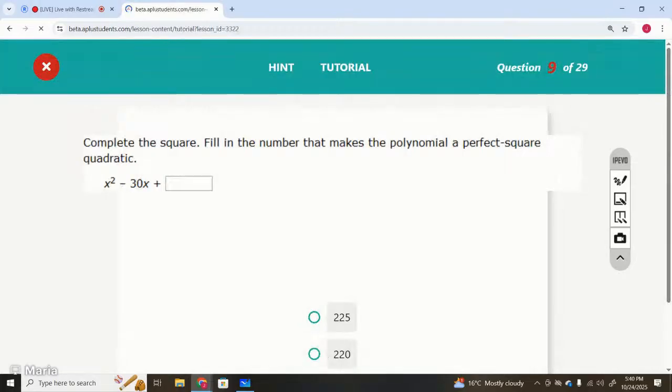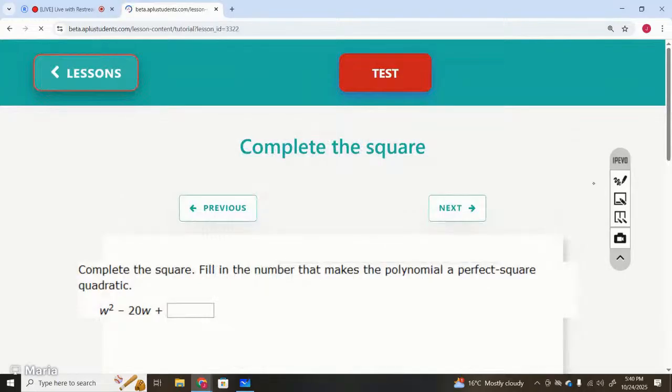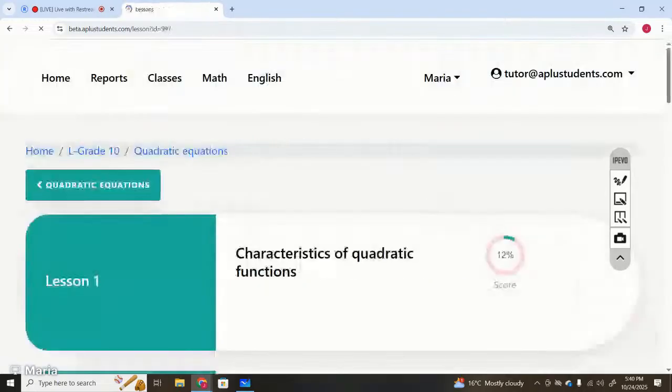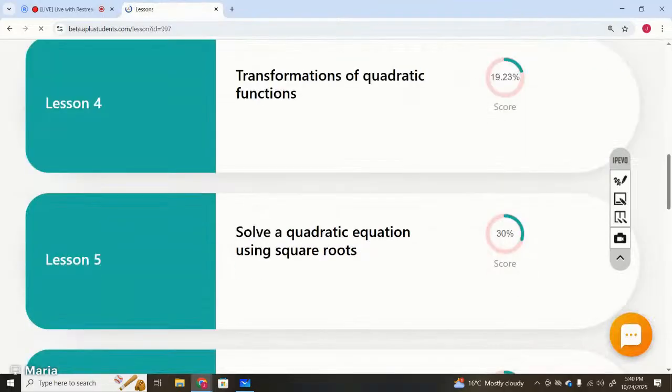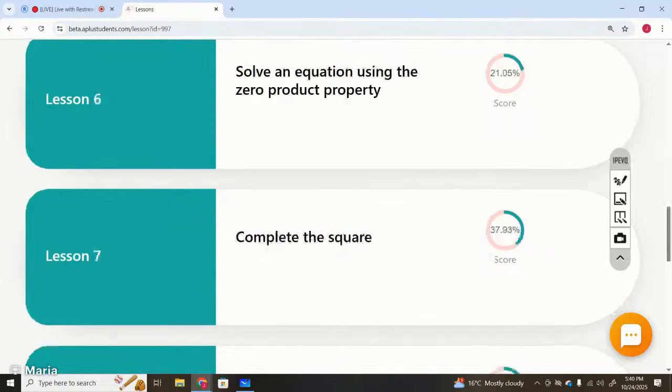Okay, you can complete the lesson by yourself later. So we were working on grade 10 math, chapter quadratic equations. The lessons were functions, solve a quadratic equation using square roots, solve an equation, and complete the square. Please make sure before the next session you complete all the practice questions for the lessons we just did. That is your homework until the next session.